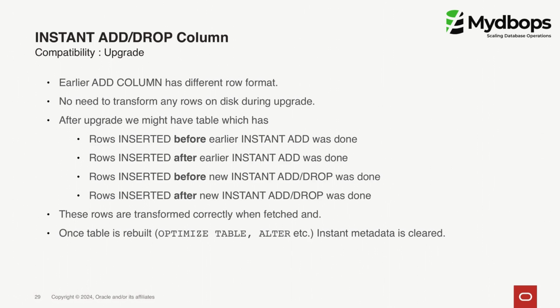There might be a row which is inserted before the first implementation of instant add is done. There might be a row which is inserted after you did an add column with the first implementation. Then you upgraded the table to the latest version, then you inserted some rows. So those are the rows which are inserted before the new implementation of instant add and drop. And then you did add and drop, and then you inserted some new rows. So all these kinds of rows are taken care of. When you fetch this data, it is presented to you in the latest version, or in the correct table definition form. And if you want to get away with all the nuances of processing this, just do OPTIMIZE TABLE, and it will reset the table into the latest version.